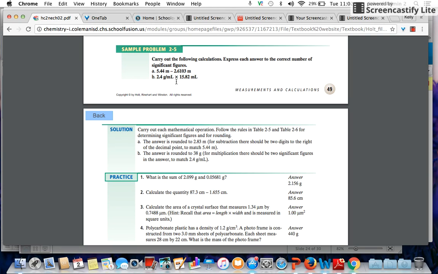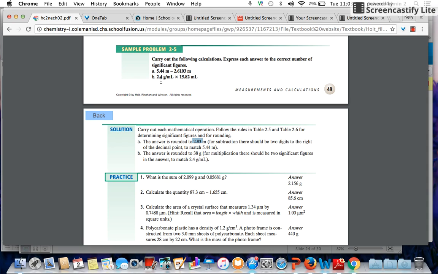So we look at the number of digits after the decimal point. There's 2 here, there's 4 here. So our answer should only have 2 numbers after the decimal point. When we do the math, you'll get a larger number than 2.83, but you'll have to round it to 2.83, because we only want 2 numbers after the decimal point.